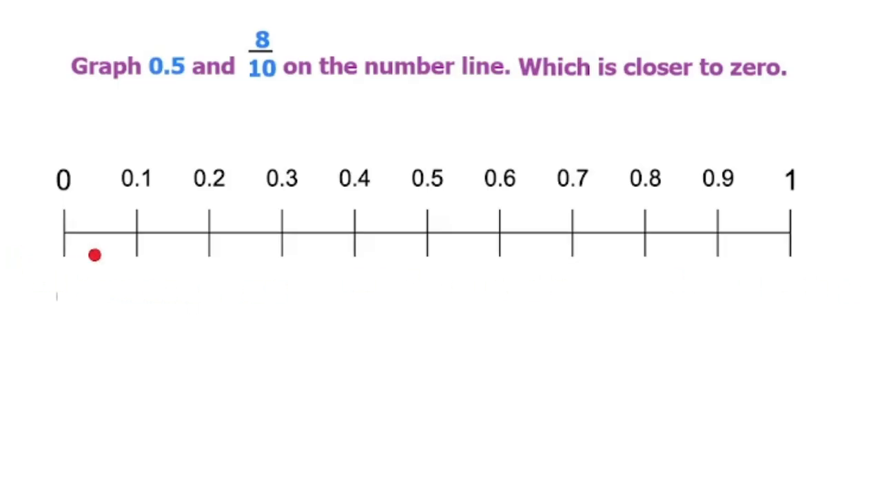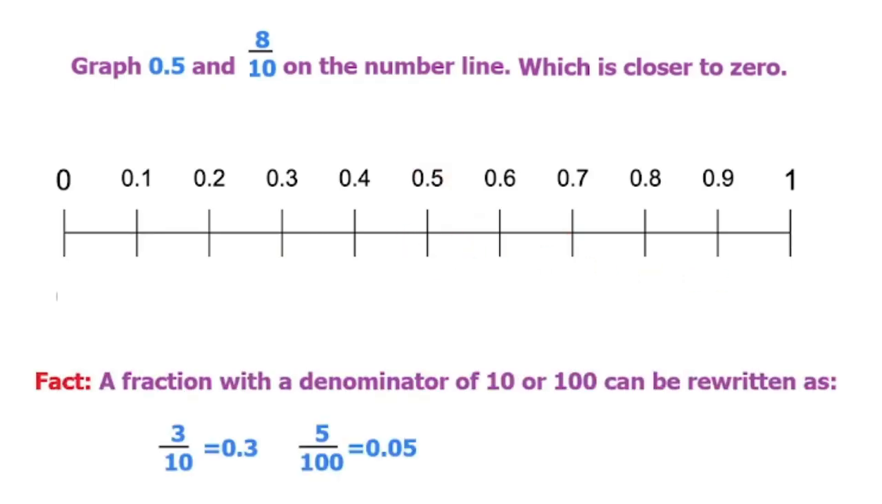And you're probably thinking to yourself, well, I don't see any fractions here. How am I going to plot the fraction? I see where the 0.5 is. It's right here. But let's first learn about a fact. A fraction with a denominator of 10 or 100 or any other big number like 1,000 or 10,000, but for now let's just look at 10 or 100.